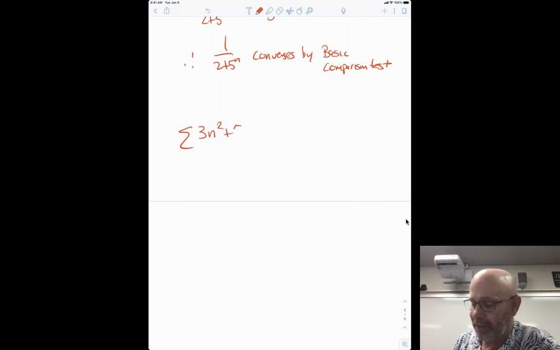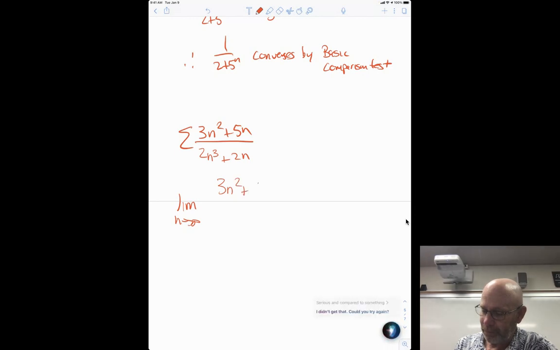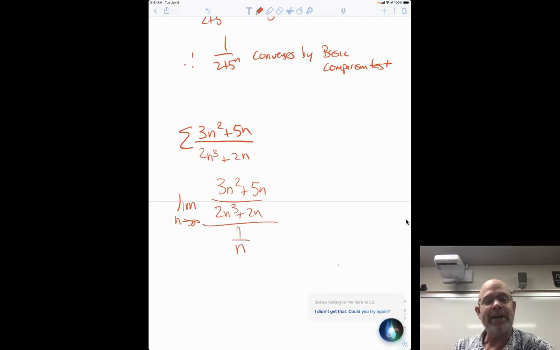3n squared plus 5n over 2n cubed plus 2n. So I'm going to take this series and compare it to something. What am I going to compare it to? Well, I'm going to compare it to 1 over n, and I'm going to tell you why.